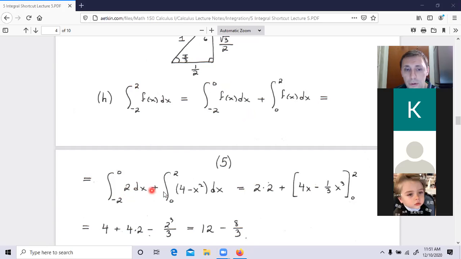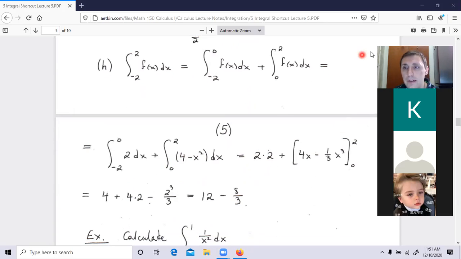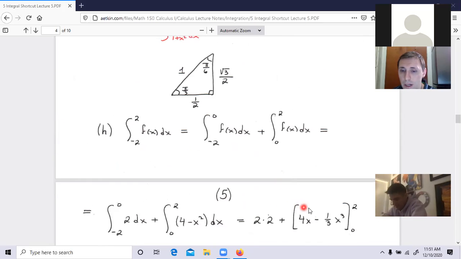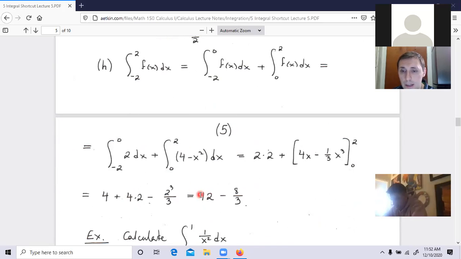First, it's the integral of 2, and second, it's the integral of 4 minus x squared. When I simplify everything, the integral of 2 from -2 to 0 is simply 2 times 2, like the horizontal line of height 2 from -2 to 0. So it's 4 plus the antiderivative of 4 minus x squared, which is 4x minus 1/3 x cubed evaluated from 0 to 2. And when I calculate it, I get 12 minus 8 over 3. Good.